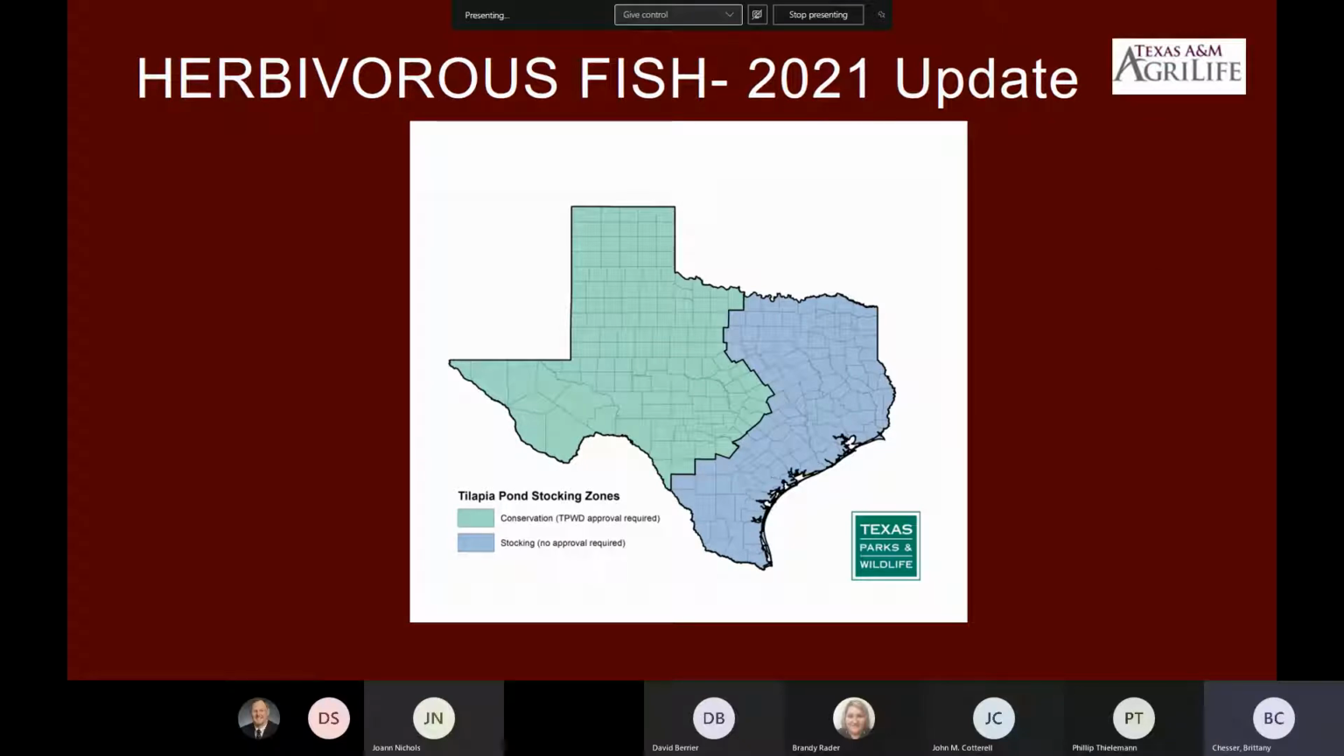So we come now to January 27th, 2021. Texas Parks and Wildlife Department is requiring that prior to stocking tilapia in private ponds, if you're in the conservation zone, you will need a permit. Now for Fort Bend County and surrounding areas, you'll see that you are still in the stocking zone. No approval is required. So really that just stays the same for you.